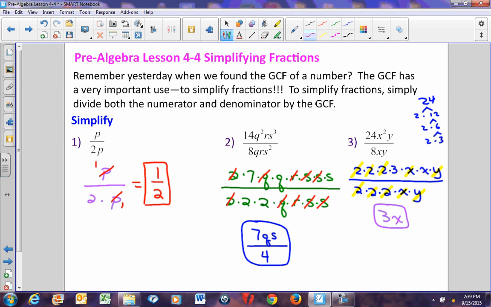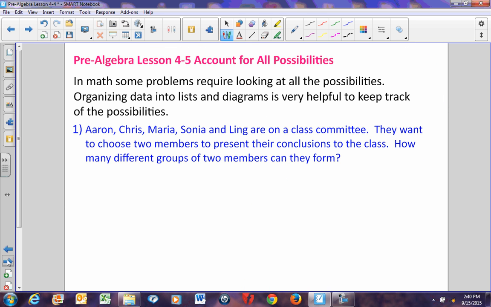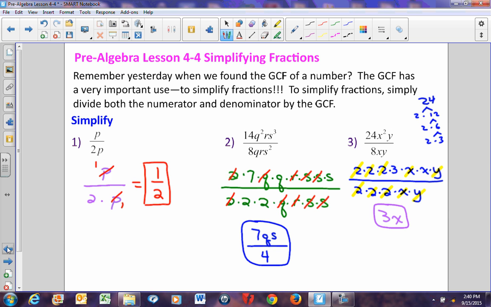So there we have it. And everything, because obviously, the largest number that divides into 8 and 24 is 8. And the largest variable that divides into x squared is x, and the largest variable that divides out of y is y. Right? That is it for lesson 4-4.